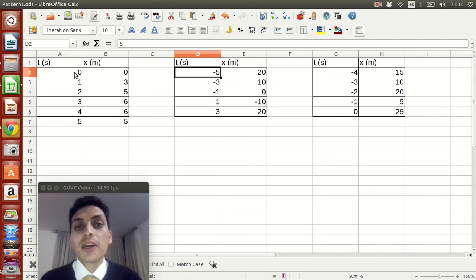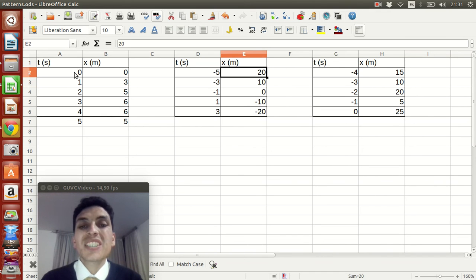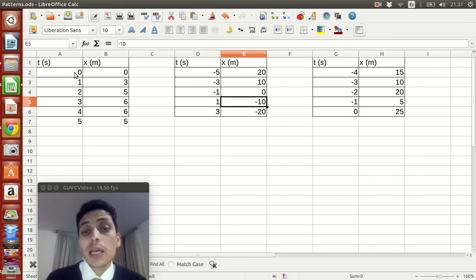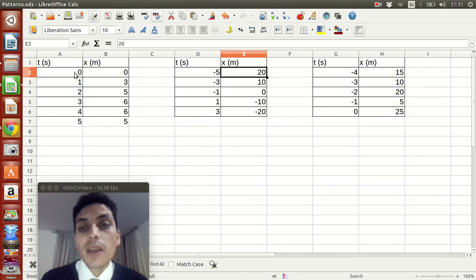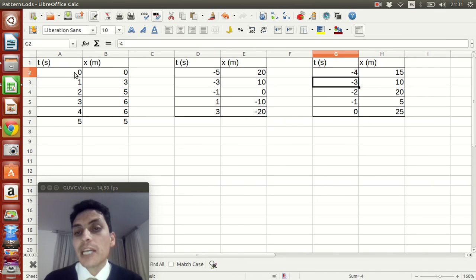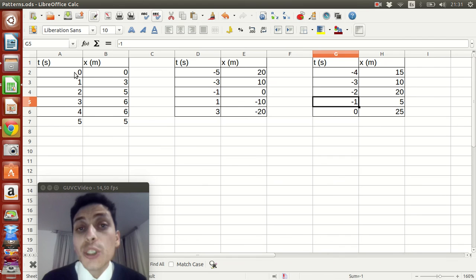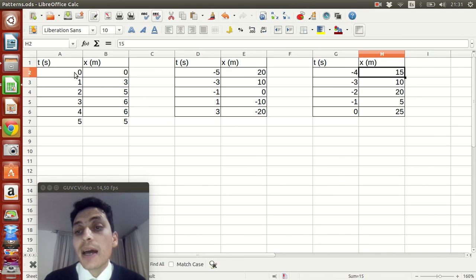The pattern follows a linear function. Each time I increase 2 units in the domain, I will decrease 10 units in the range. Now the output decreased by 10 units. This is a linear function. And here we have minus 4, minus 3, minus 2, minus 1, 0. So we're increasing the domain by 1 unit.